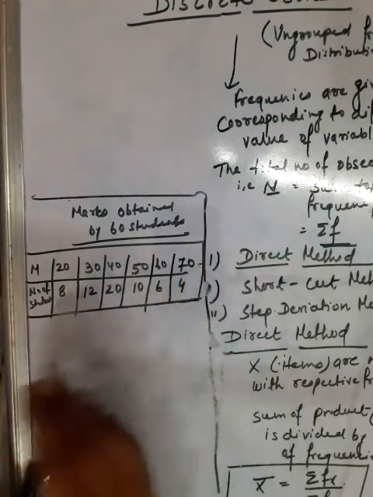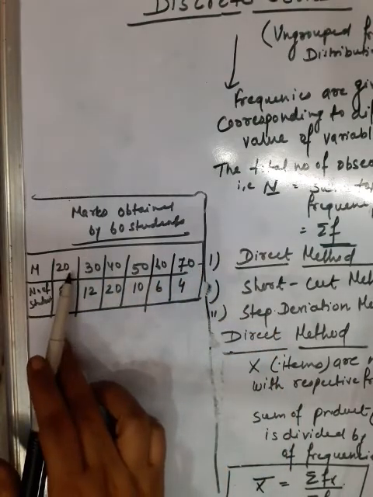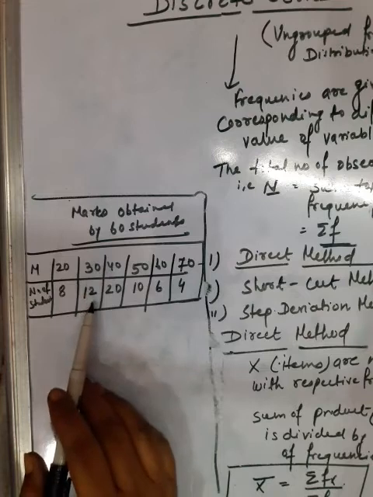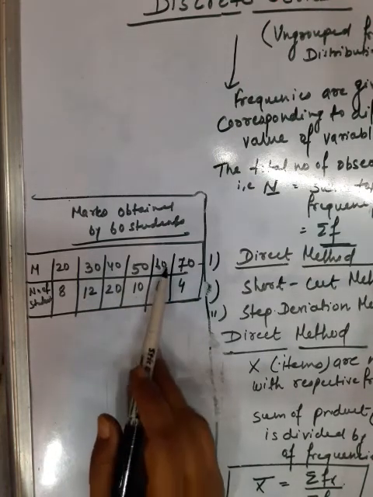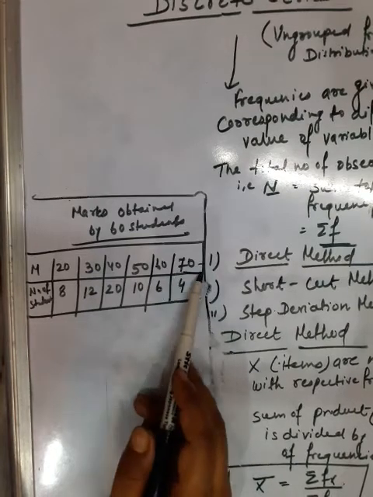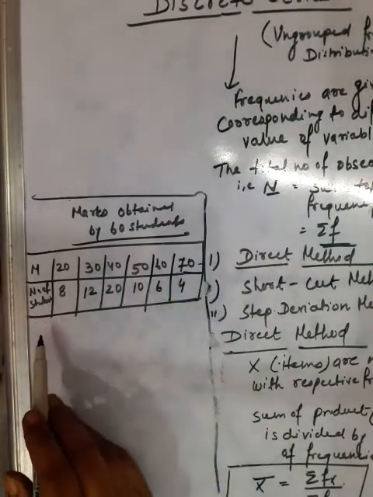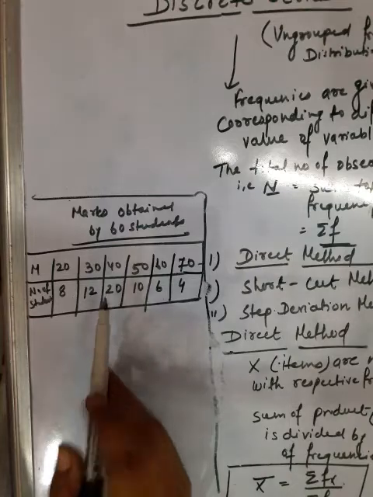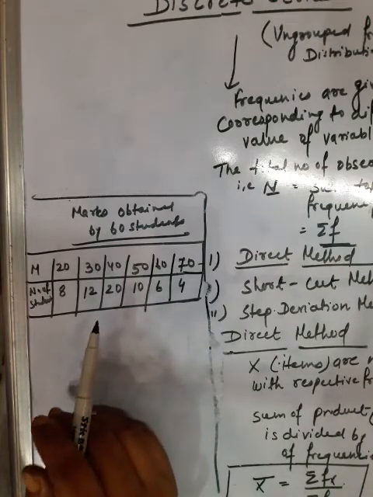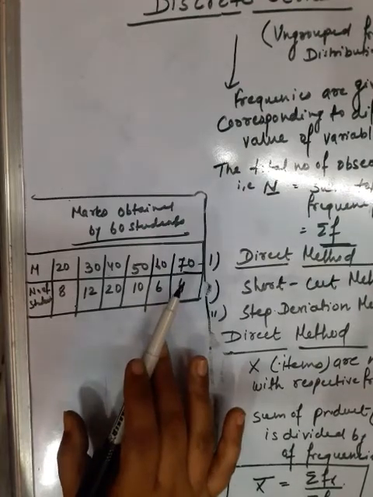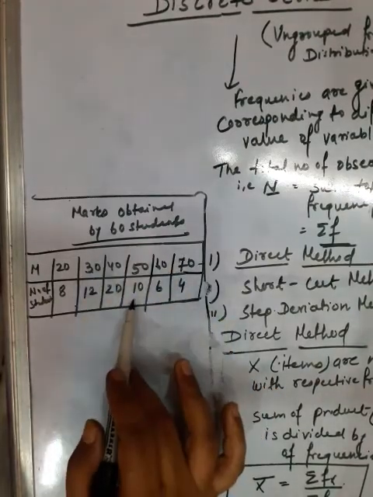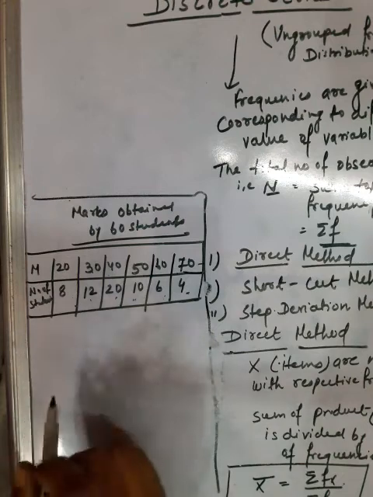That is the marks and number of students. Means 20 marks got 8 students, 30 marks got 12 students, 40 marks got 20 students, 50 marks got 10 students, 60 marks got 6 students, and 70 marks got 4 students. Here in this data corresponding frequencies are given for different values of variable.